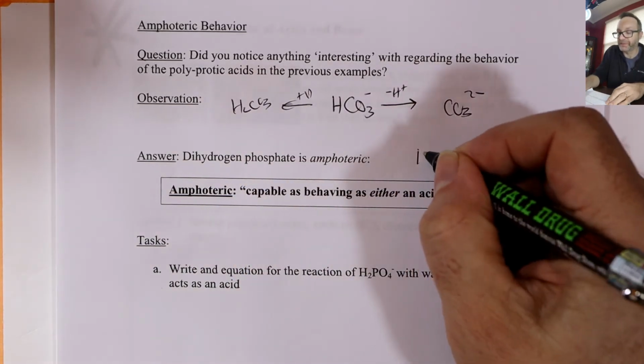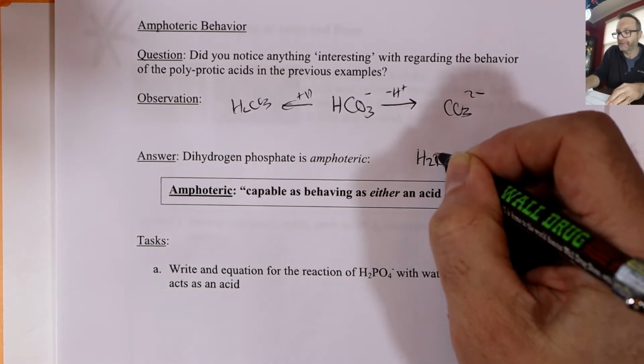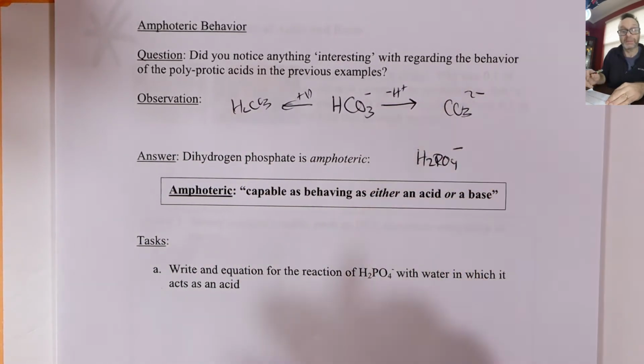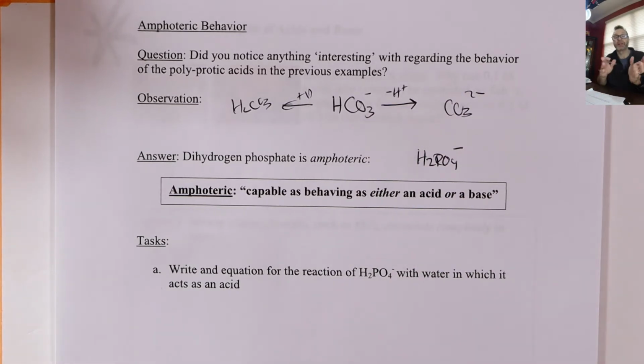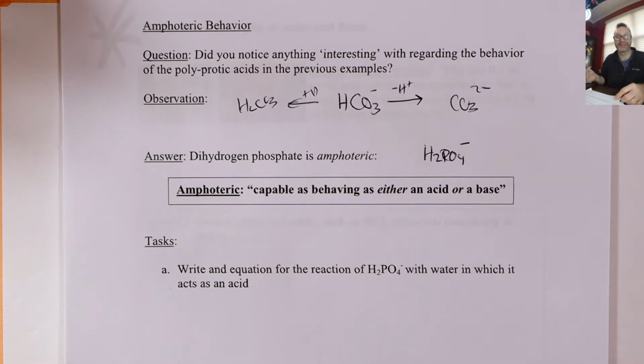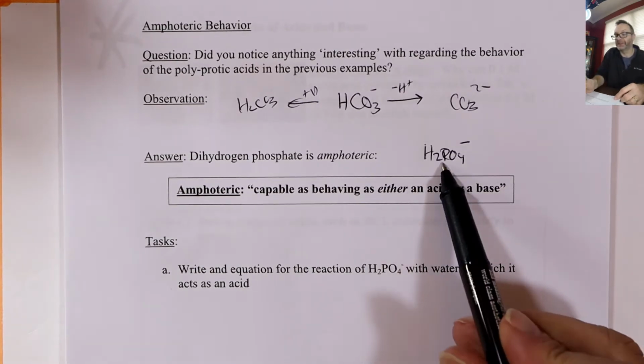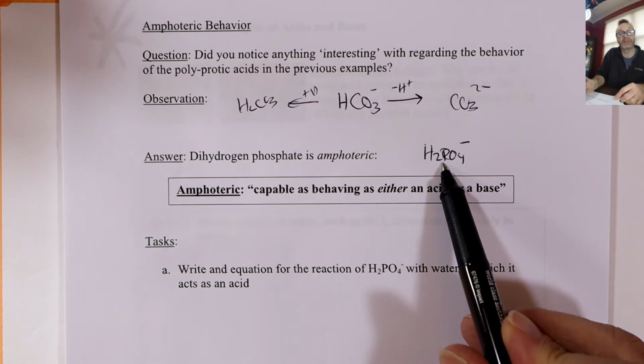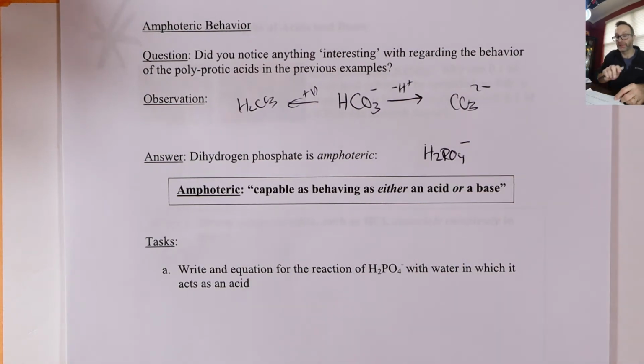So dihydrogen phosphate is similar, right? But because there are 3 protons that can come on and off, it's actually got more steps it can go through, if that makes sense, okay? So amphoteric behavior, act as an acid or a base. Acids lose H plus, bases gain. So things like this could lose 2 or gain 1, couldn't it, right? So we can go through that kind of sequence, all right?